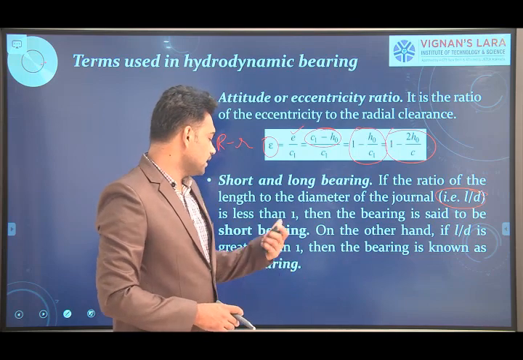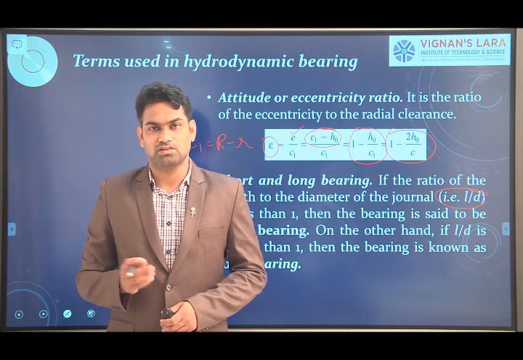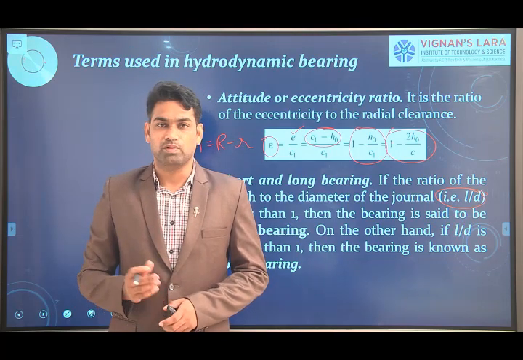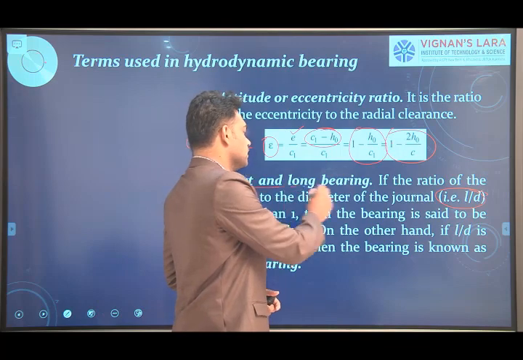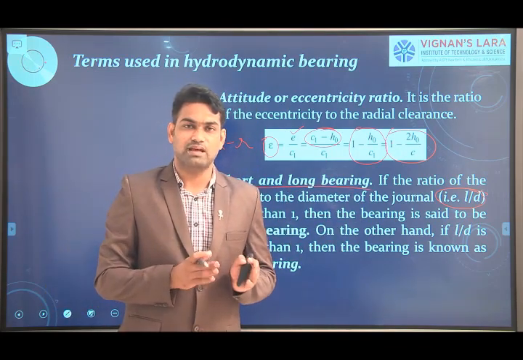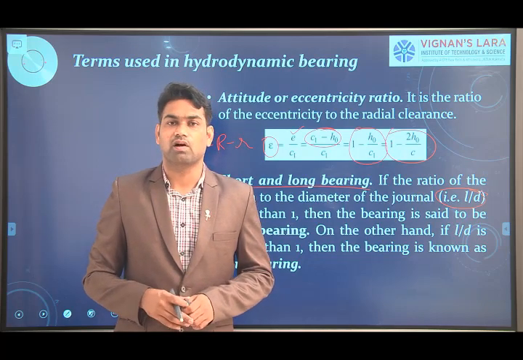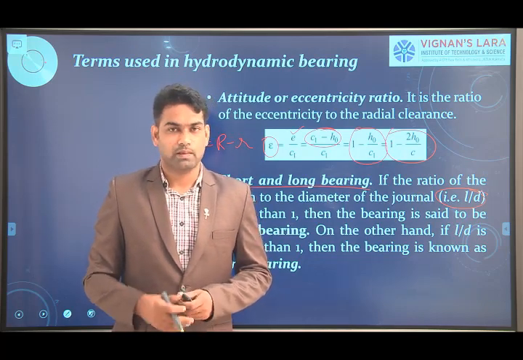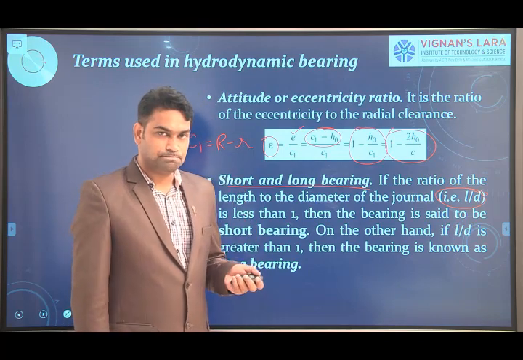So, if the L by D ratio is equal to 1, we call it a square bearing. Based upon the L by D ratios, we need to take pressure ranges. So you can also remember what a long bearing and a short bearing are. Please remember that if the L by D ratio is less than 1, it is a short bearing; greater than 1, it is a long bearing. If it is equal, we call it a square bearing. Clear? Those are the various terms used in bearings.